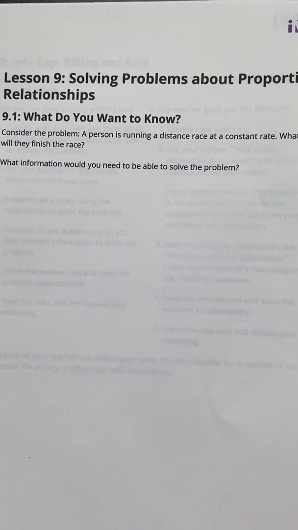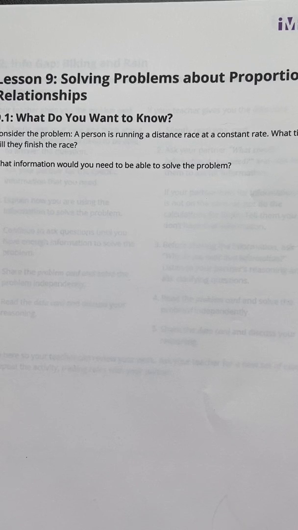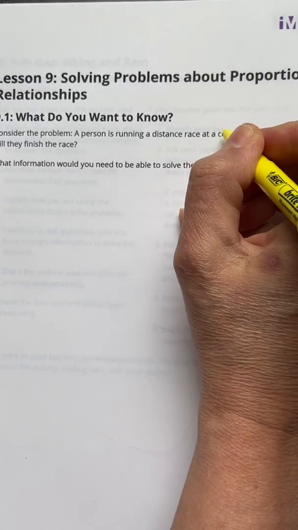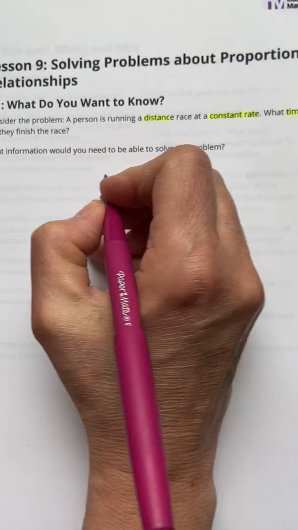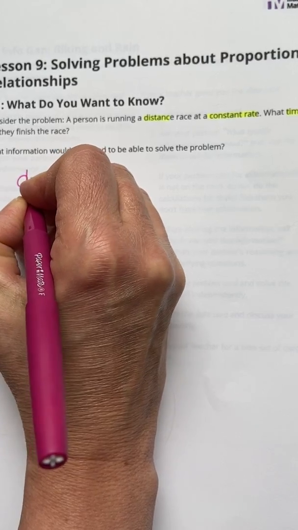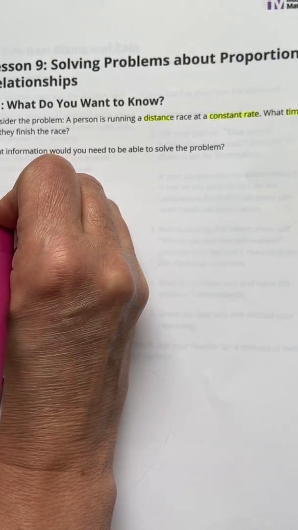All right, this first problem says, consider the problem: a person is running a distance race at a constant rate. What time will they finish the race? Okay, so the important information I know is, first of all, it's at a constant rate. What time will they finish in distance? I don't know if you remember, but there is an equation for distance. It's distance is equal to whatever your constant of proportionality is times time, okay?